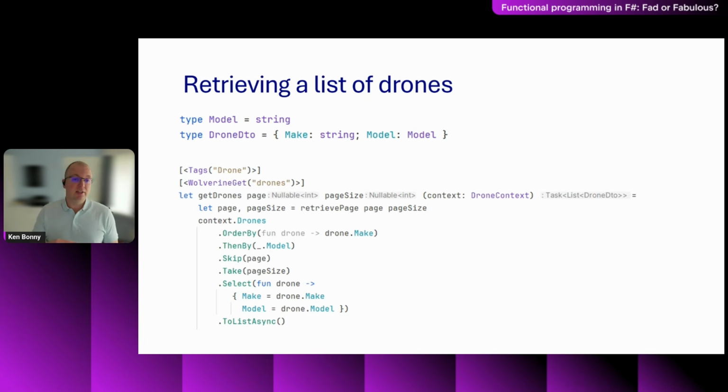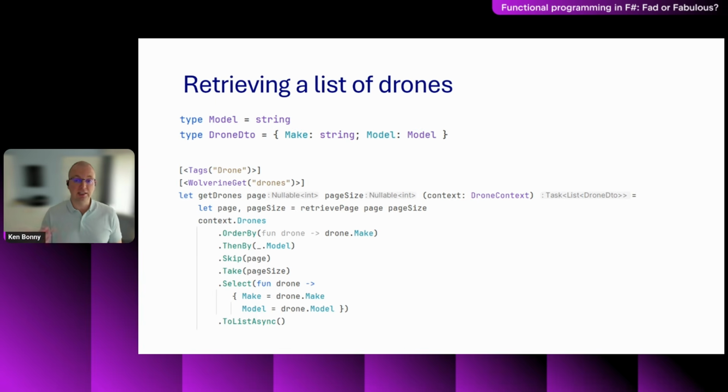Next, we're going to skip and take the page and the page size. So we're going to apply pagination, and then we are going to select our drone entity into our DTO, again, without specifying the type, because it is defined above this line, so very close by. F# can easily figure out that this type is of type drone DTO. There is one little downside to this type inference.